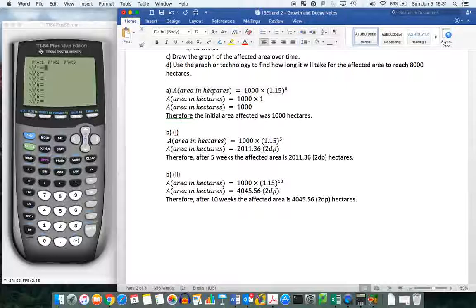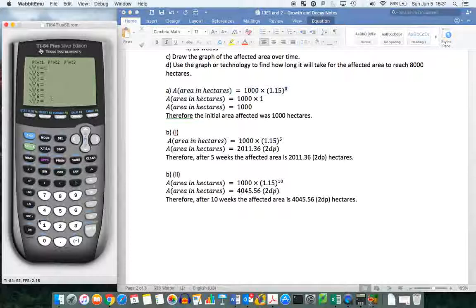n. Now, when you're graphing functions, you're letting this be represented by the y-axis, and you're letting this variable be the x-axis. So we're going to put that in: 1,000 times by 1.15 to the power of, and our variable x is there. Done. Graph it.